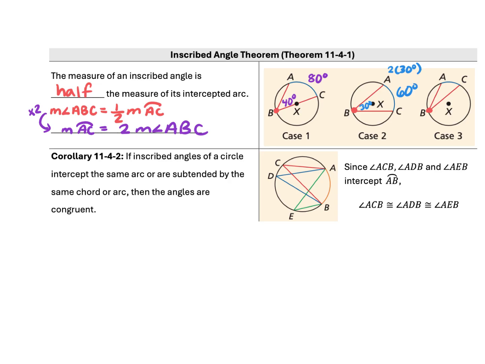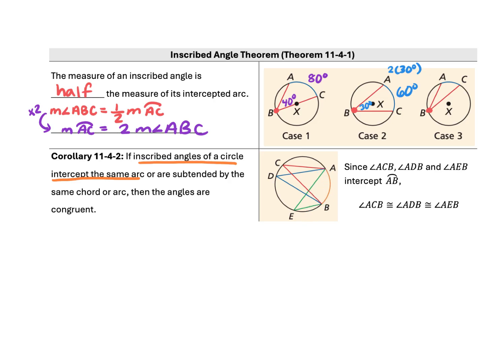There's a corollary to this theorem as well, and the corollary states that if inscribed angles of a circle intercept the same arc or are subtended by the same chord or arc, then the angles are congruent. And in our picture here, you can see that there are 3 different angles. Angle ACB here in red intercepts arc AB. Angle ADB in blue intercepts arc AB. And angle AEB right here also intercepts arc AB.